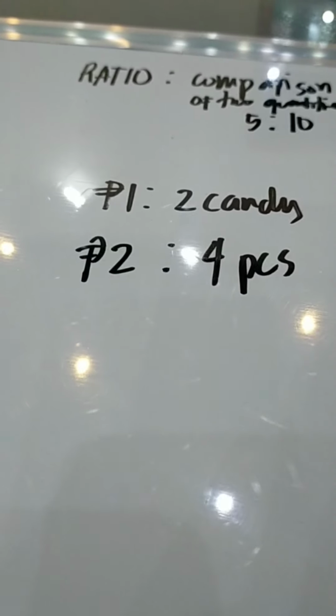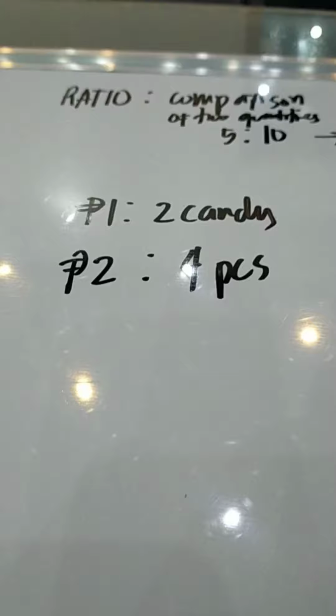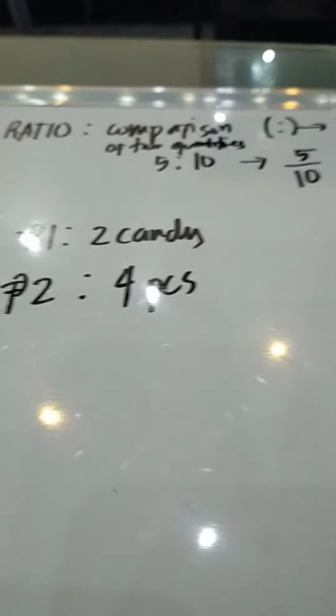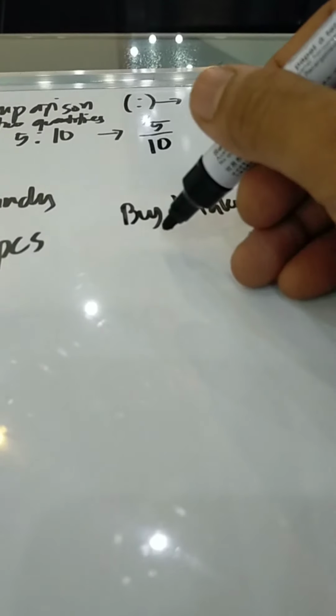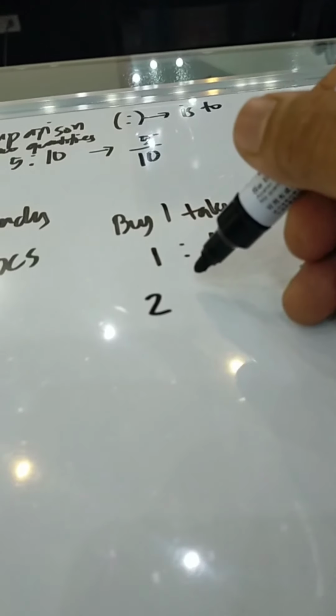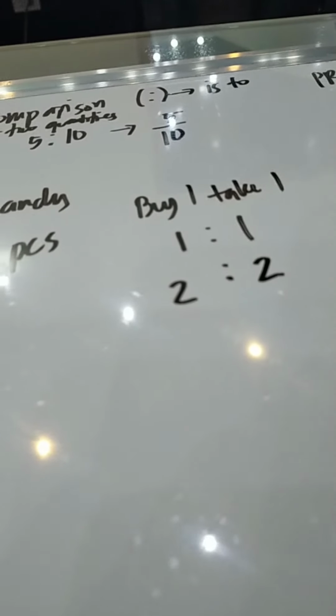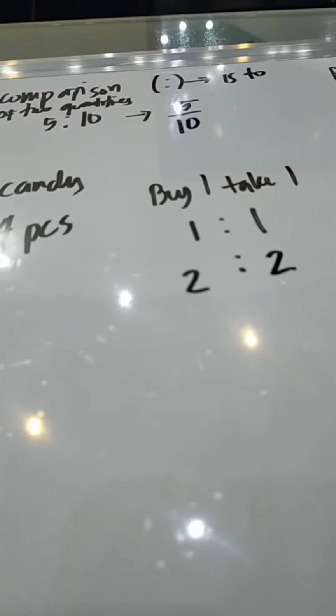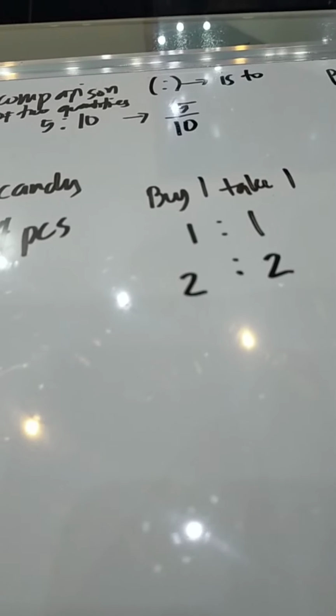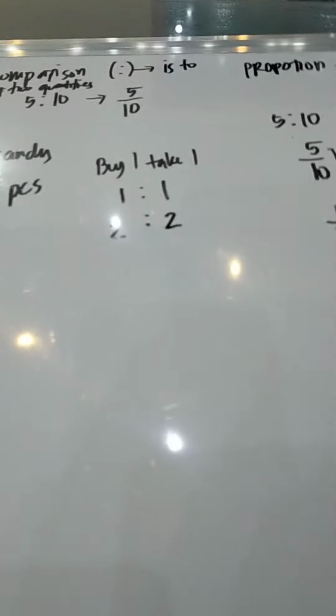Kapag pumunta naman kayo sa mall, usually, ang ratio and proportion na nakikita natin doon ay buy 1, take 1. Ayan. Okay. So, 1:1. So, pag bumili ka ng dalawa, meron ka ding libreng dalawa. So, those are just simple examples of ratio and proportion na na-encounter natin sa paligid natin. Okay, so next we go to the second page.